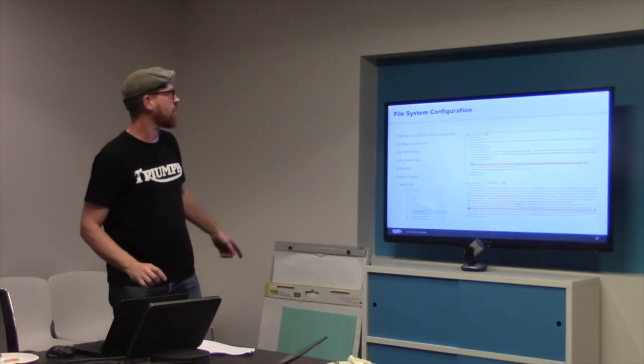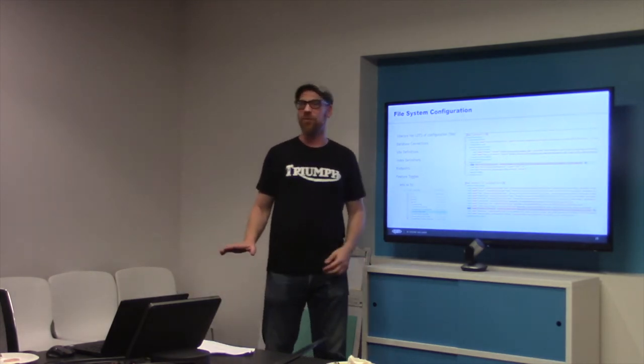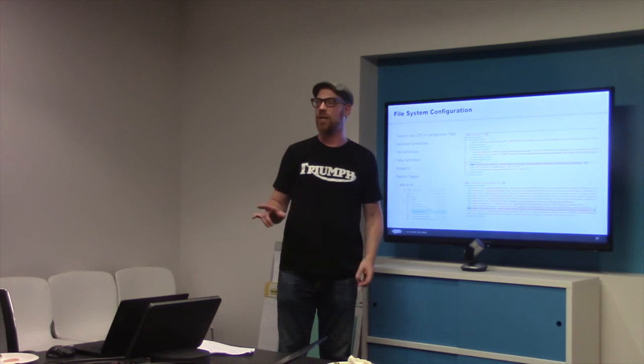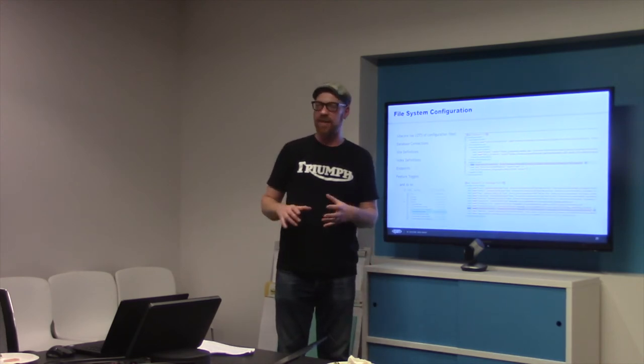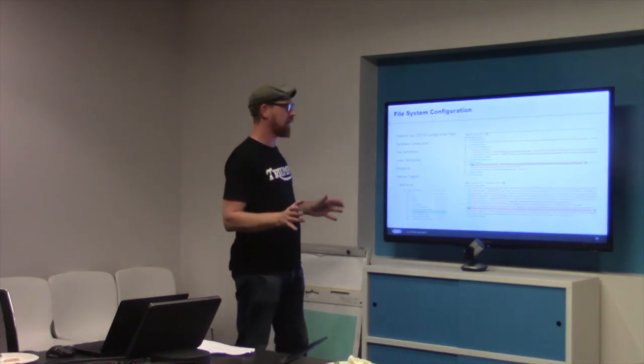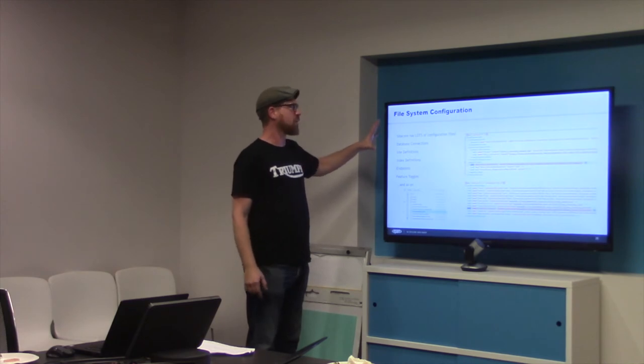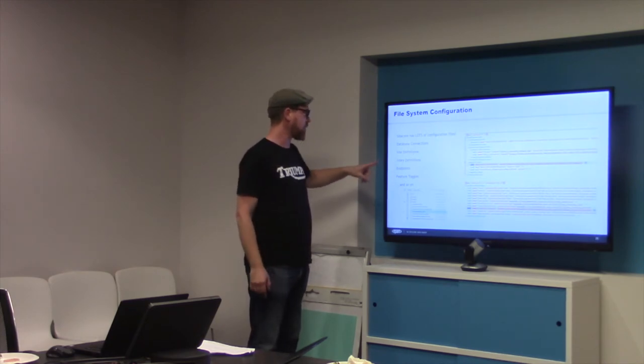So let's talk about file system configuration. Sitecore has lots of configuration files. Anybody who develops on Sitecore knows this. Something along the lines of 10 million files, last time I checked. There are lots of Sitecore configuration files, although they're working on trimming them down. What kind of things do you see in those? And I'll show you the examples here.